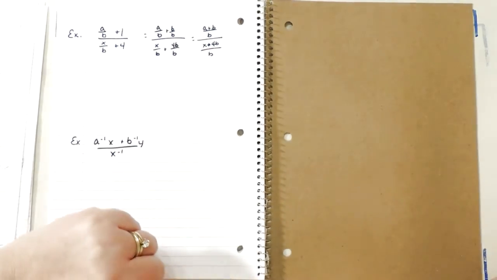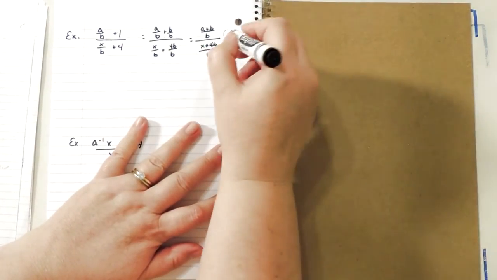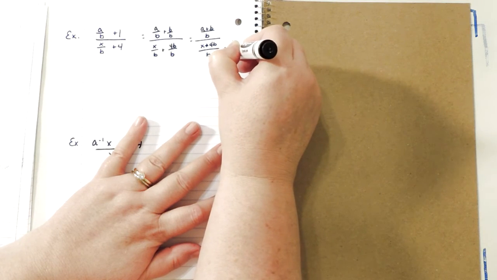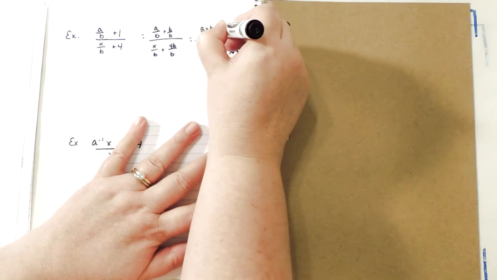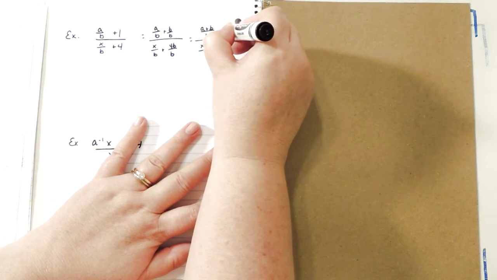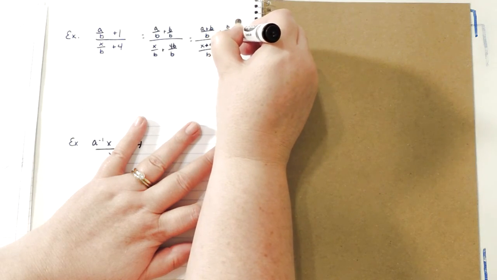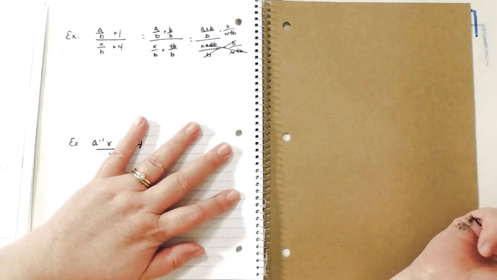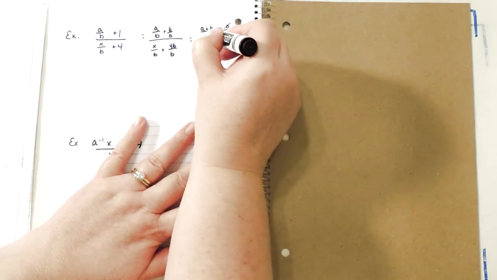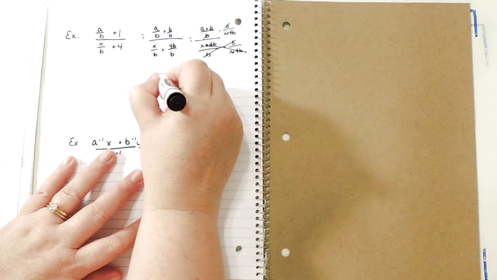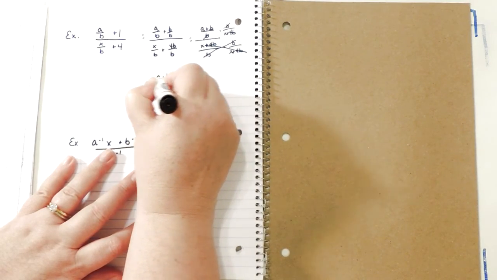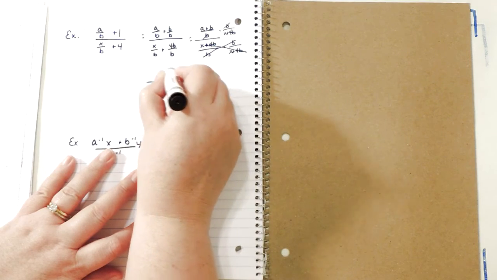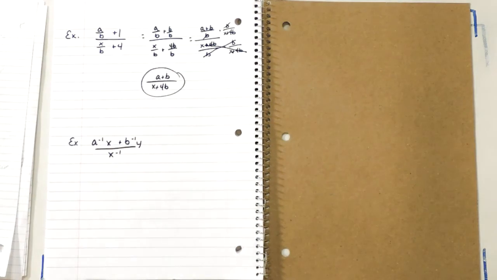Okay, now we're going to multiply by the reciprocal of the denominator, x plus 4b times b over x plus 4b, right? The denominator is going to cancel, and these b's are going to cancel. So what we're left with is a plus b over x plus 4b, and that's going to be your answer.